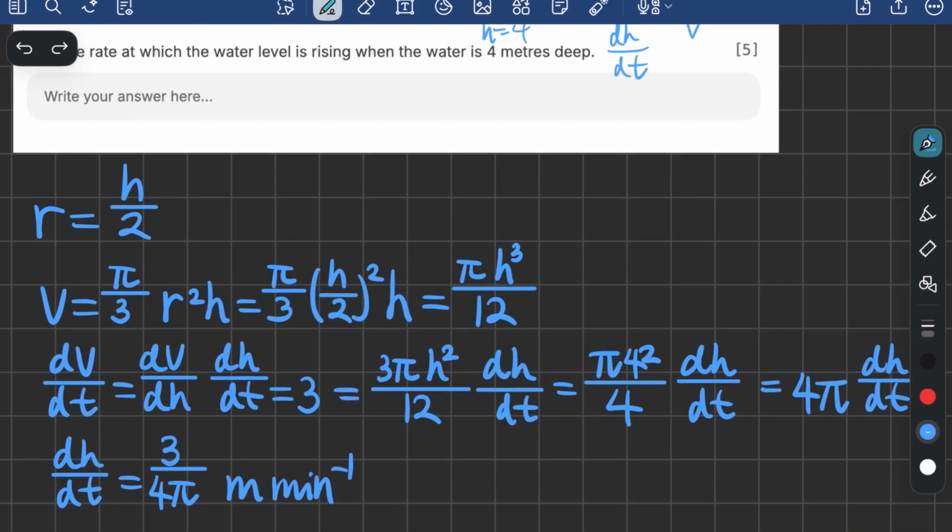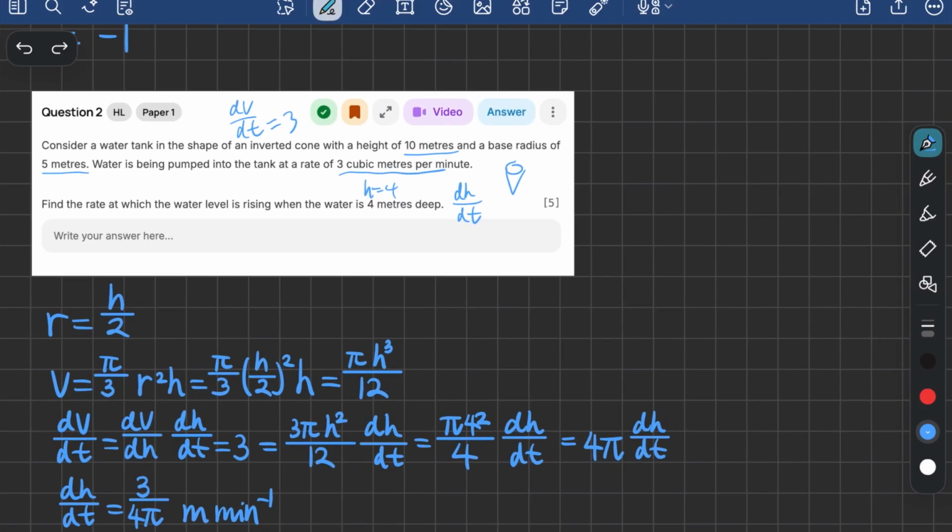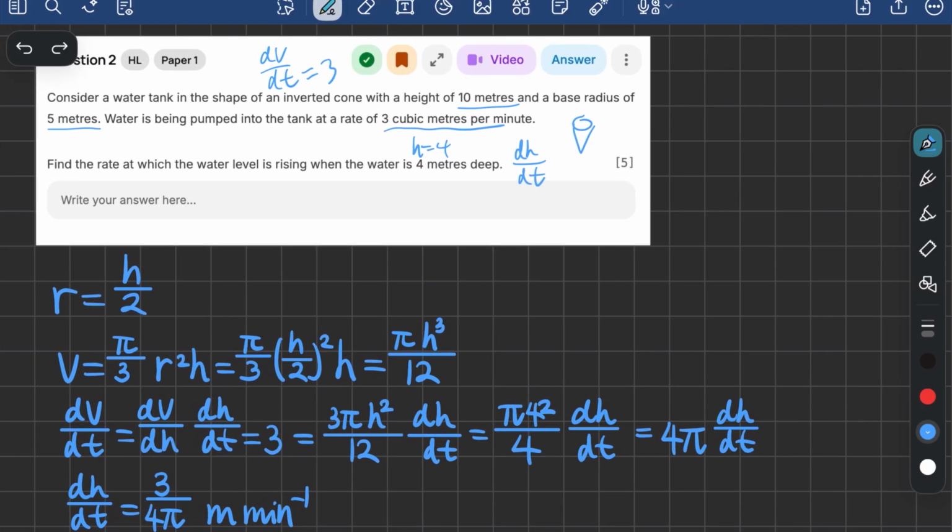So dh over dt, the final answer, is just 3 over 4 pi meters per minute. And it's not a calculator question, so you can just write it as a fraction. That's how you do related rates, and that is the key.